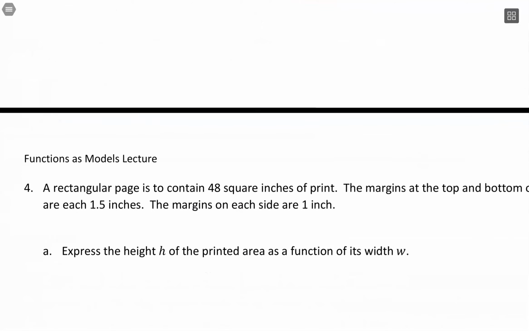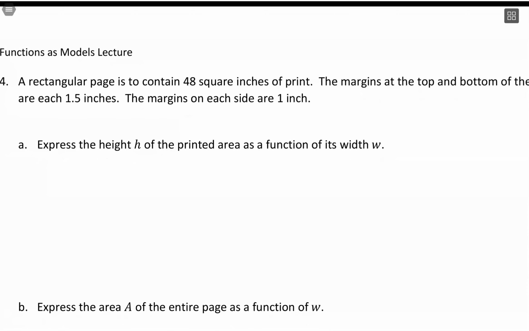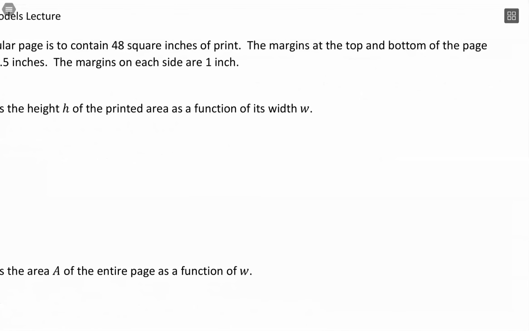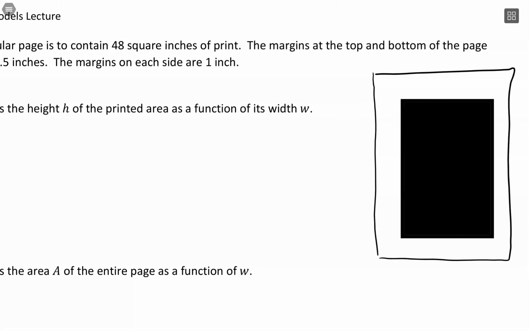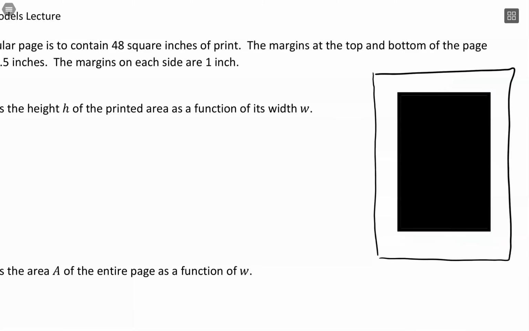Alright, one more example here. We are going to have a page, and there's going to be a printed area and then margins. So I'm going to draw us a picture over here. We're going to have a page, and on this page there's going to be an area where you can print things. Let's see if I can move that just a little bit. All right. So this page we have height and width. I'm going to call this H and this W.